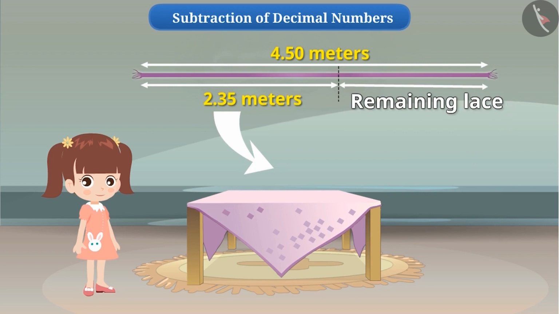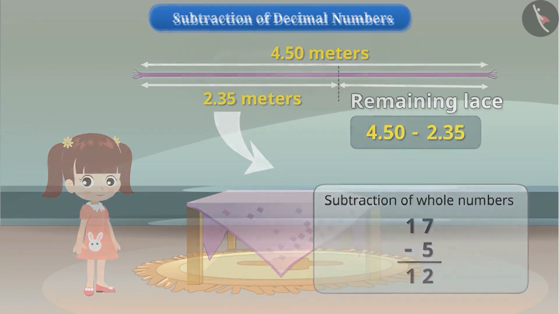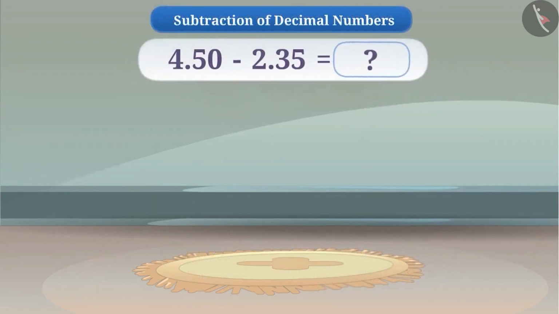In order to find the length of the remaining lace, we need to subtract these two decimal numbers. However, the subtraction of decimal numbers is done in the same way as we do subtraction of whole numbers. But while subtracting decimal numbers, it is necessary to take care of a few things related to the subtraction of these numbers. In this video, let us learn an interesting way to perform the subtraction of decimal numbers. We need to find what will be the value when 2.35 is subtracted from 4.50.